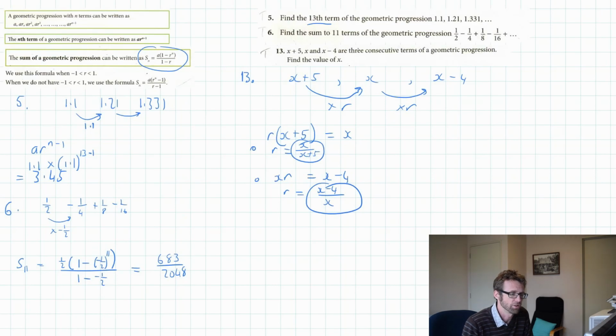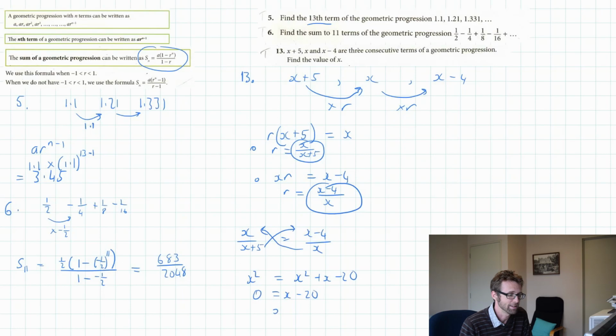So we can just solve this equation. Now when I do this, x over x plus 5 is equal to x minus 4 over x. Just by cross multiplying, I'll get x squared is equal to x squared plus x minus 20. So I've just gone that times that, and that times that. Okay, and if I simplify this, I'll get 0 equals x minus 20, so x is equal to 20. And that is the solution to that one.